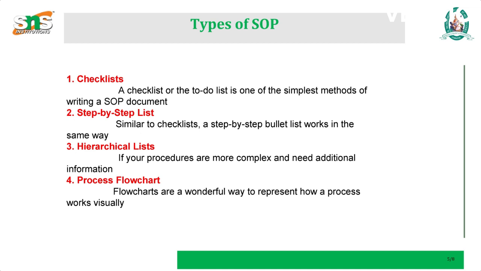The types of SOP. One is the checklist. A checklist or the to-do list is one of the simplest methods of writing an SOP document. So here a checklist can be created on an online note taking app or can be printed out and handed over to the employees.